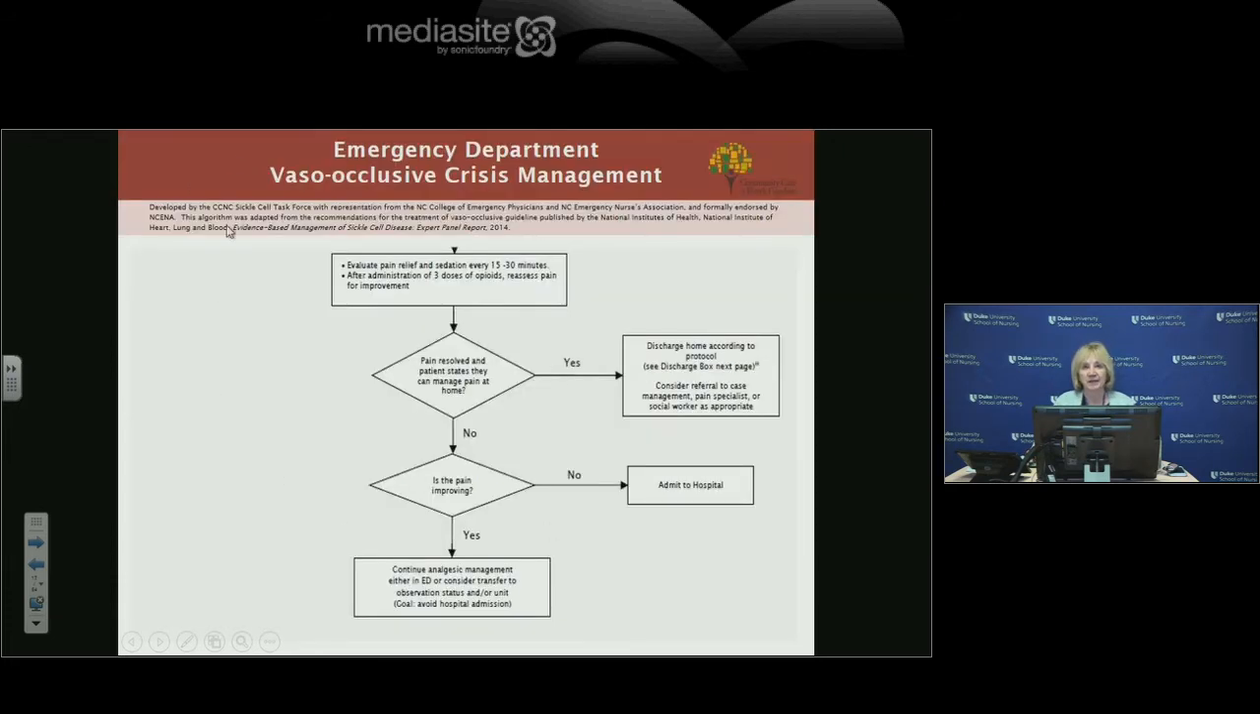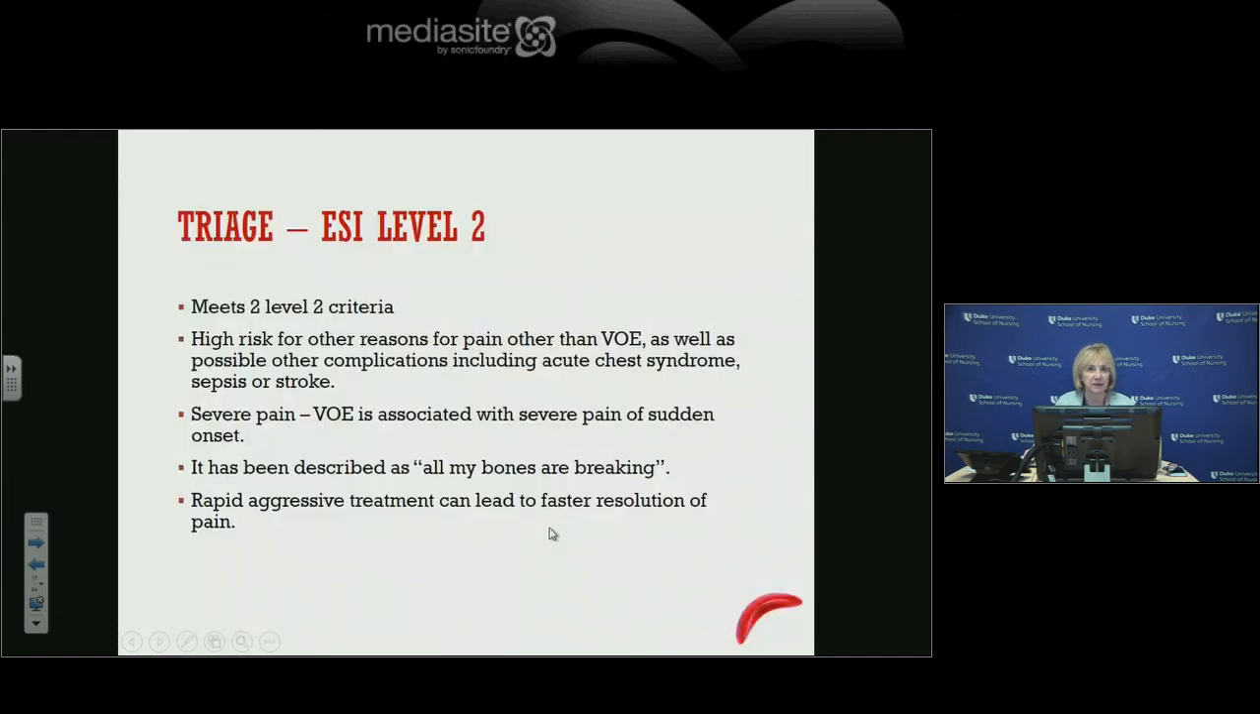So this algorithm is kind of the overall, which isn't a lot of detail, and we're going to go into a little bit more detail now into some of the pieces of this. So the first thing that we have decided is that they need to be a level 2. And they actually meet 2 level 2 criteria for ESI.